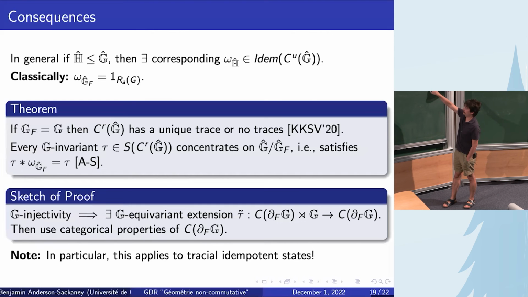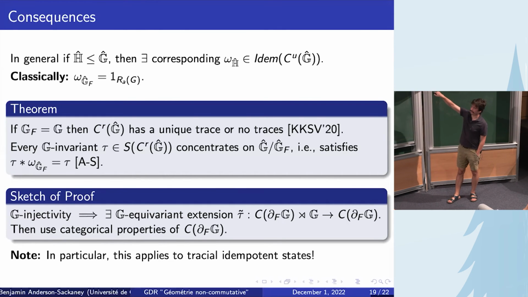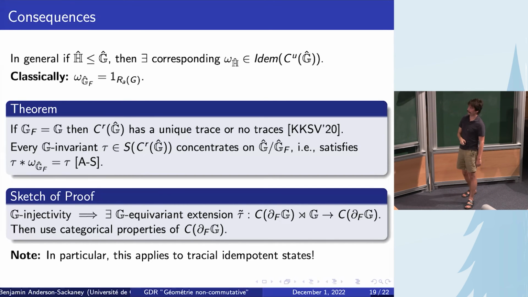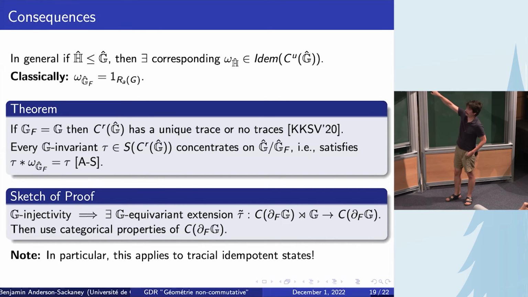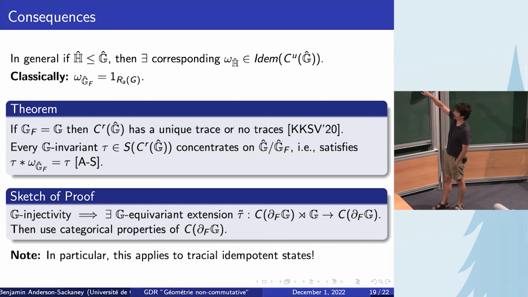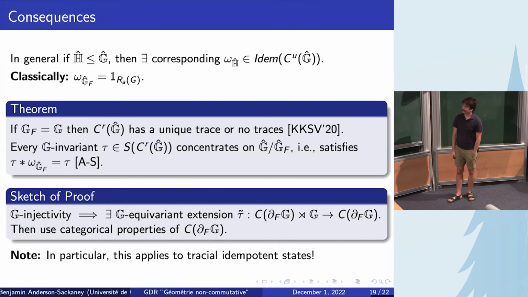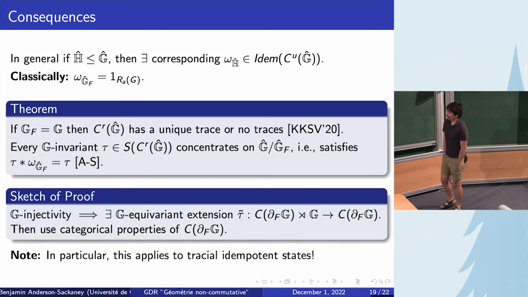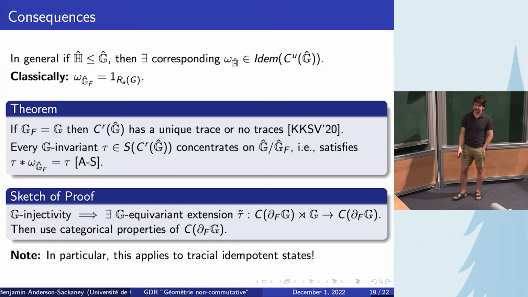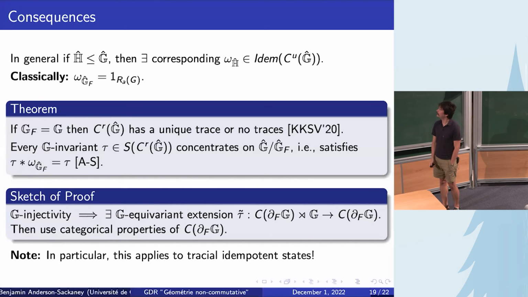G-injectivity means we can get a G-equivariant extension onto the cross product of G with the Furstenberg boundary to the Furstenberg boundary. You can use categorical properties to prove that this is actually a conditional expectation, and then you just work a bit more and you get the final result. And in particular, this applies to tracial idempotent states because those are G-invariant from my first result here.